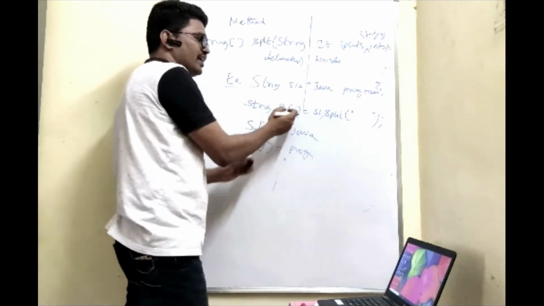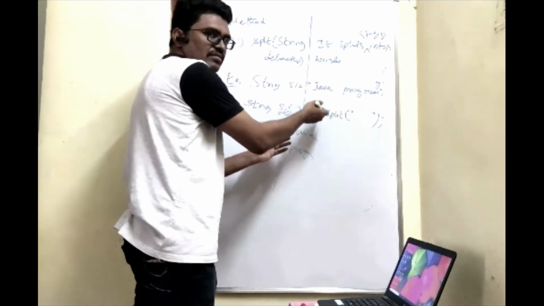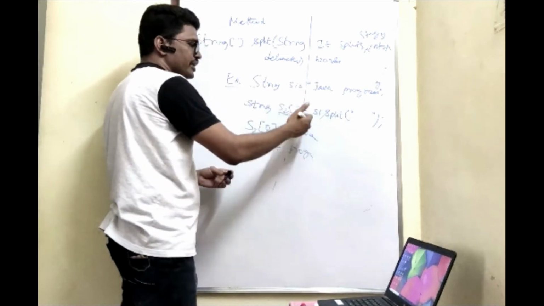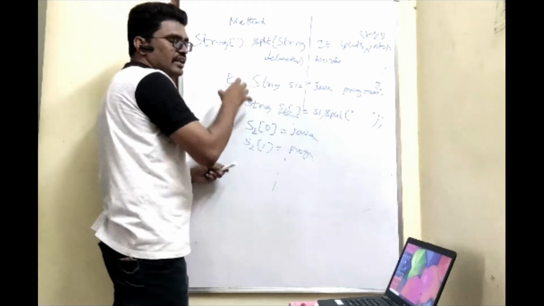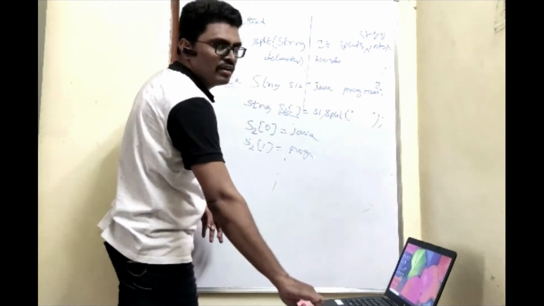We are not specifying the size, we are directly initializing it, similar to initialization. Automatically, as many memory locations as there are words will be used for the S2 array. So this is one of the functions in the String class, by which you can split the string into different words or tokens.